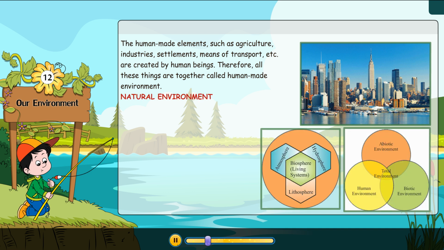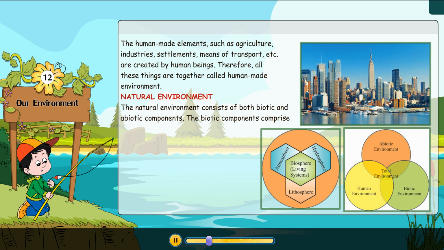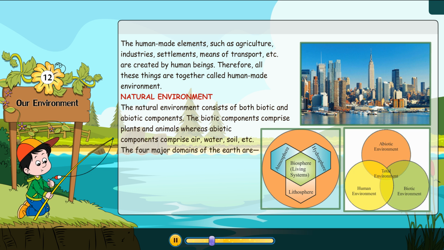Natural environment. The natural environment consists of both biotic and abiotic components. The biotic components comprise plants and animals, whereas abiotic components comprise air, water, soil, etc. The four major domains of the earth are lithosphere, hydrosphere, atmosphere, and biosphere.